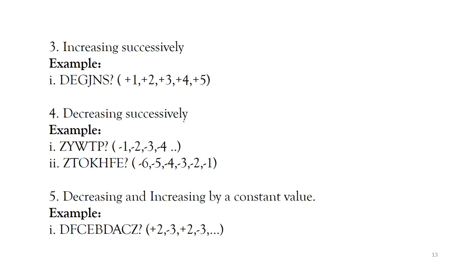So this is the logic. As I've already mentioned, plus 1, plus 2, plus 3, plus 4, plus 5. Similarly, this is for increasing successively series. Then for decreasing successively series, it is minus 1, minus 2, minus 3, minus 4 and so on. This is minus 6, minus 5, minus. They have not gone for the gaps, they have gone for the particular number. They have converted the letters into numbers and they have just subtracted and added respectively to get the next number. Next, decreasing, increasing successively, as I already mentioned, plus 2, minus 3, plus 2, minus 3 and so on. So these are the different types of letter series using different logics.